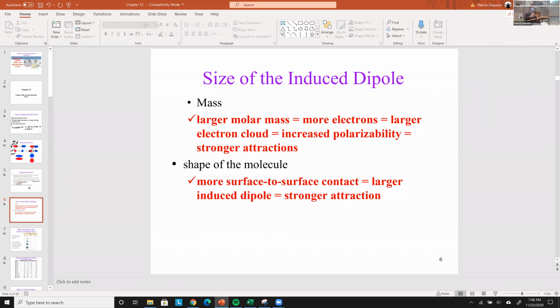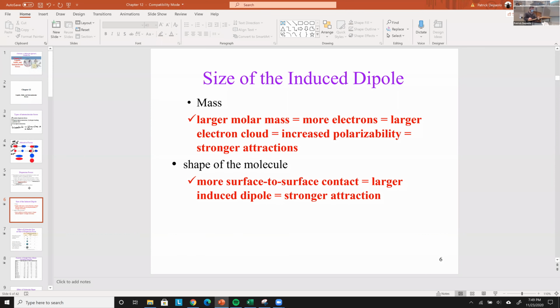the larger the atom or larger the molecule, the more electrons it has, the more electron density, meaning the more electrons it can move around, meaning the increased polarizability. That's a new word. So polarizability means how much can it become charged? And if it has more electrons, a larger electron cloud, it could be charged more, therefore making stronger interactions.